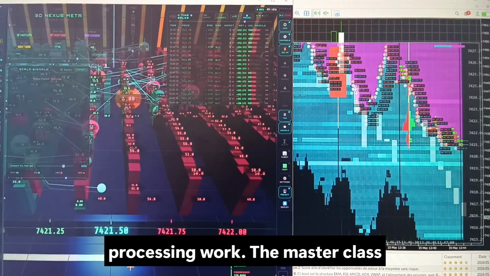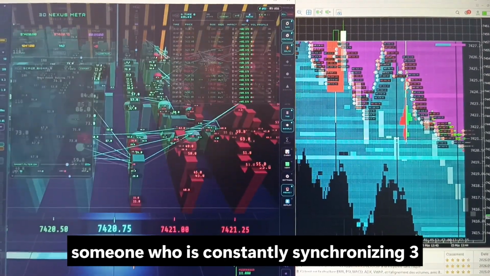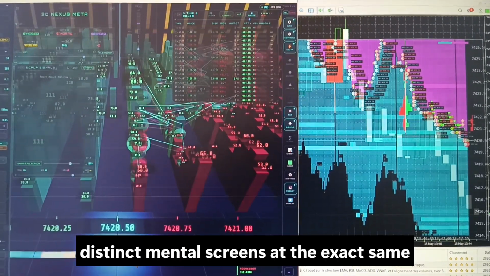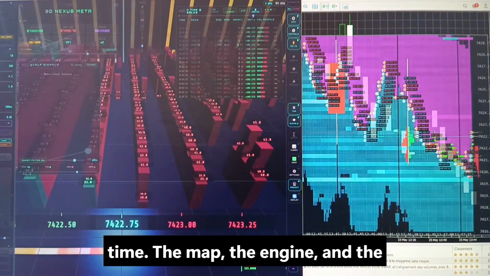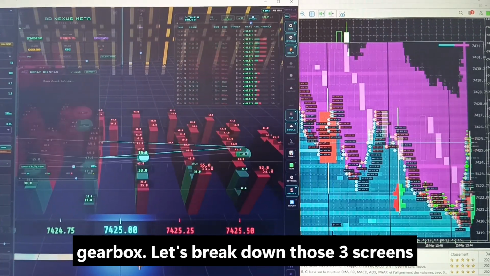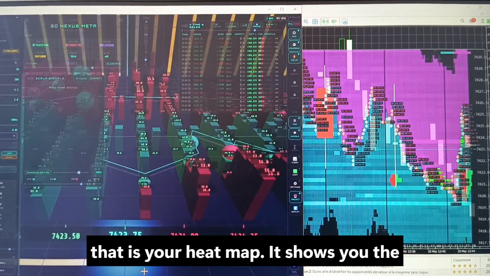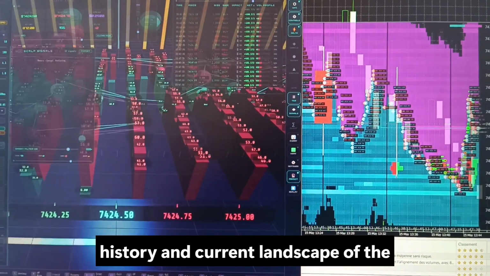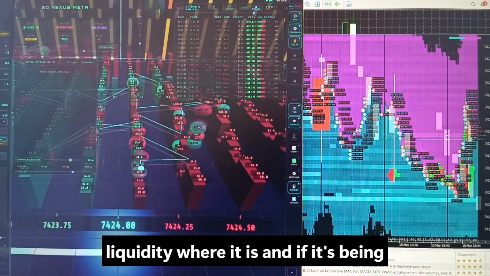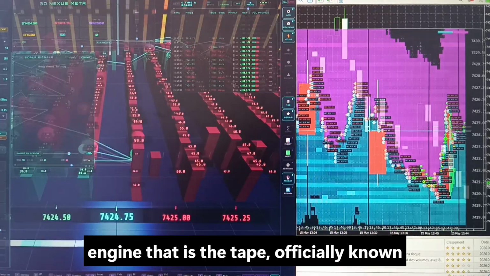The masterclass describes the professional trader as someone who is constantly synchronizing 3 distinct mental screens at the exact same time: the map, the engine, and the gearbox. Let's break down those 3 screens because this is where the whole system comes together. First, you have the map. That is your heat map. It shows you the history and current landscape of the liquidity, where it is, and if it's being pulled or stacked. Second, you have the engine, that is the tape, officially known as time and sales.